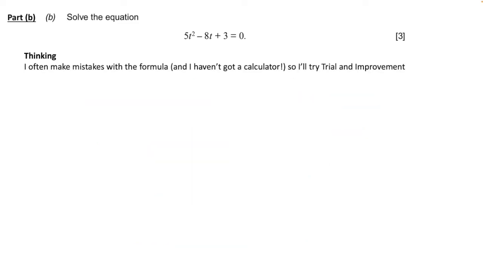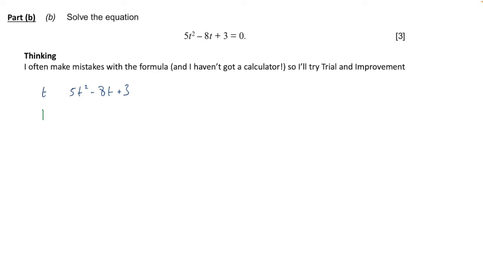Now, there is a final possibility, which is for somebody who struggles with using the formula, may be a bit worried about the calculations that are required, even though we've seen they're not too bad, and also isn't able to factorise it. There is always trial and improvement to fall back on. So we'll see whether that's a good idea. So first of all, we make a table. I haven't bothered putting lines in, but you might like to. But we've got values of t, and then we're going to work out what 5t squared minus 8t plus 3 is for particular values and see what happens.